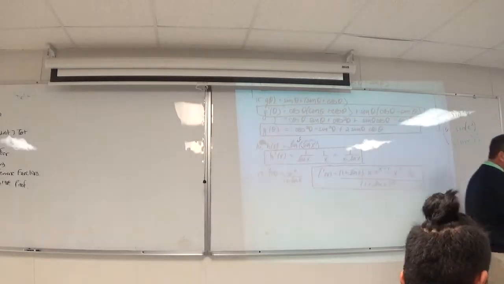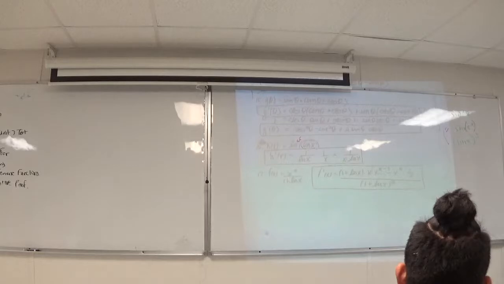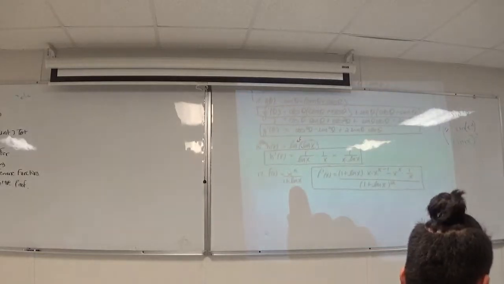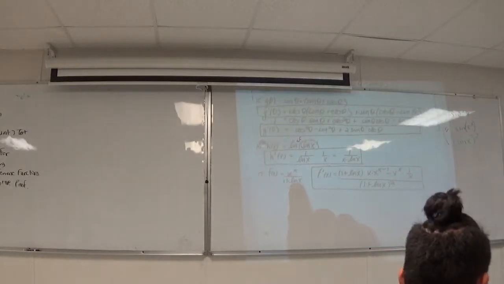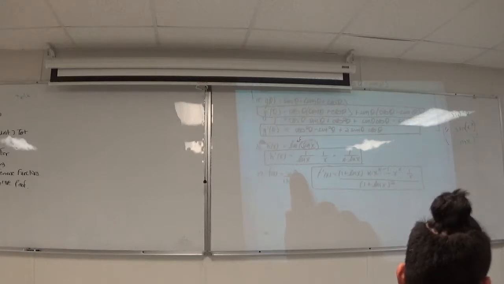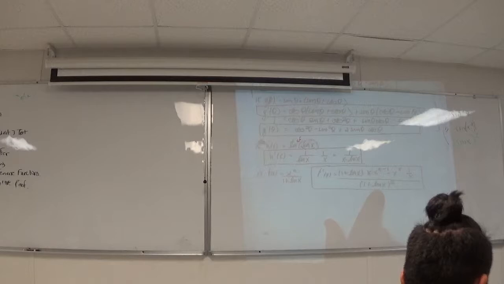Okay? And then finally, number 17, quotient rule. We got a little low, d high, minus high, d low, all over low low.